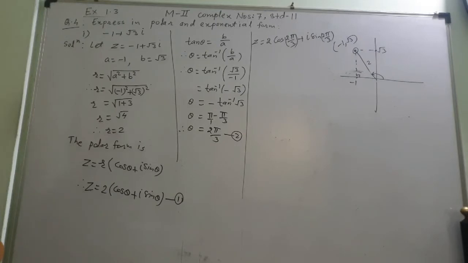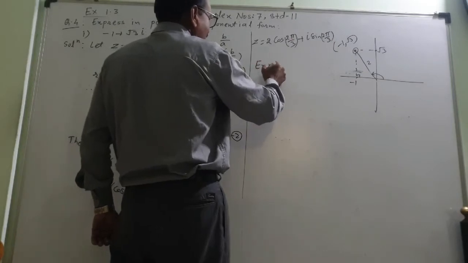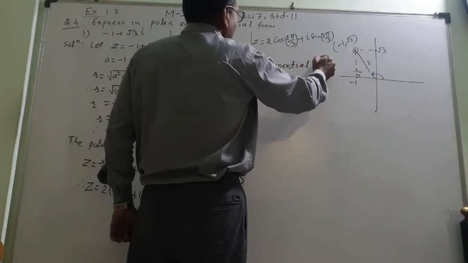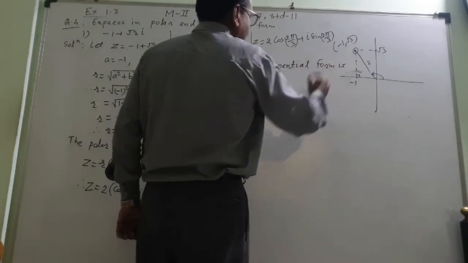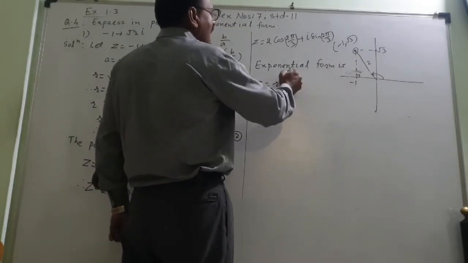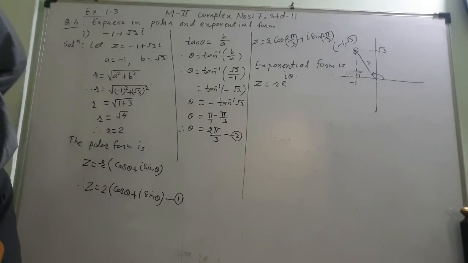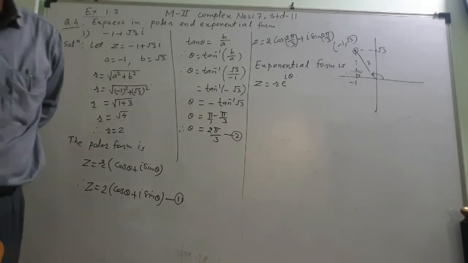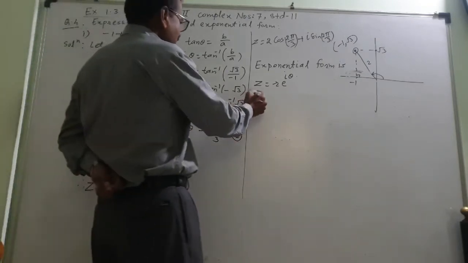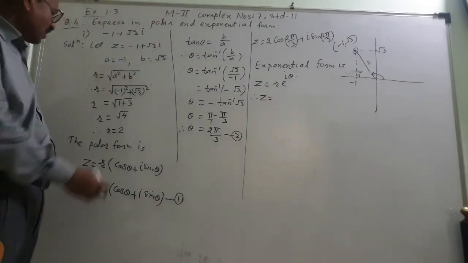Now the exponential form is the way of writing: Z is equal to R e raised to i theta. This is the way of writing. Exponential form is e raised to i theta. Okay. So, therefore, Z is equal to R into e raised to i theta. R is how much? 2.